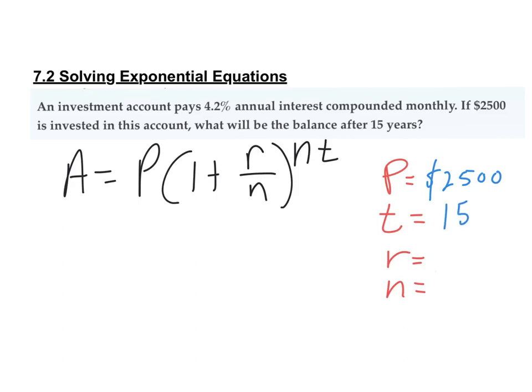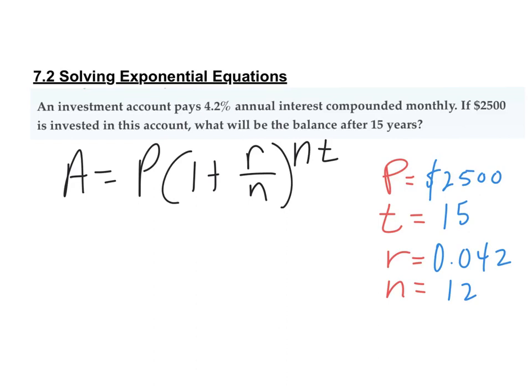Now the rate has to be converted into a decimal. So in this problem, the rate's 4.2%. What is that as a decimal? 0.042. Okay. And then the number of compounding periods per year. So it's compounded what? Monthly, which means how many times a year? 12. Okay. So now once I have all this information, it's really just a matter of plugging it in.